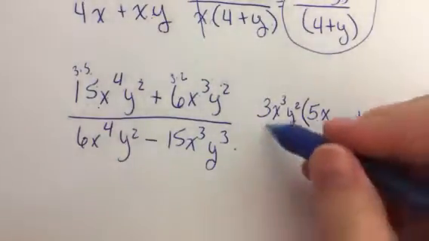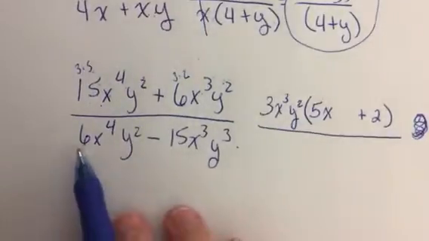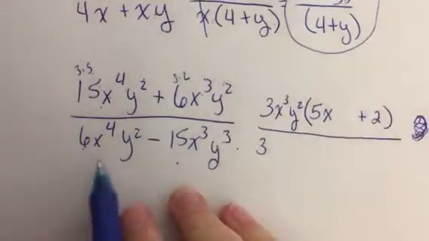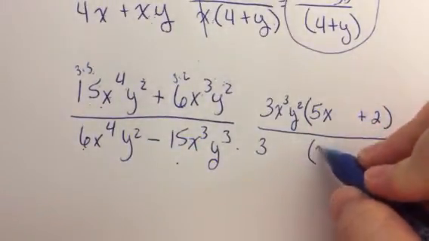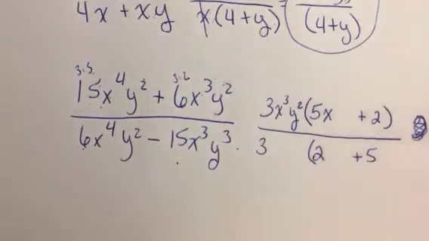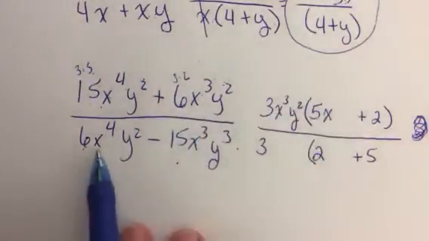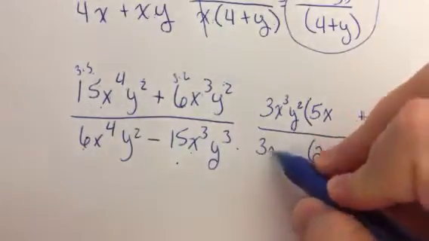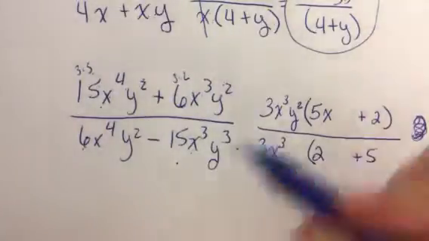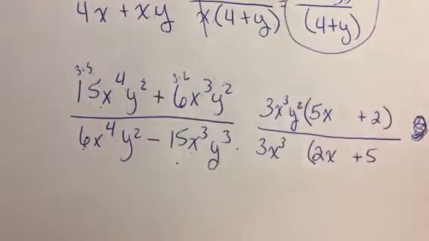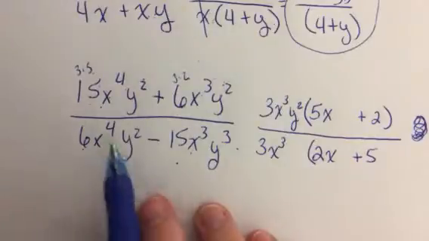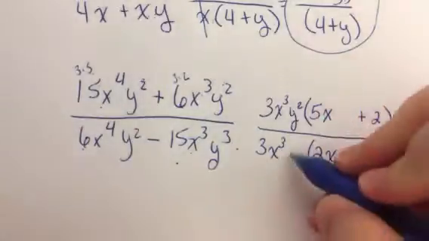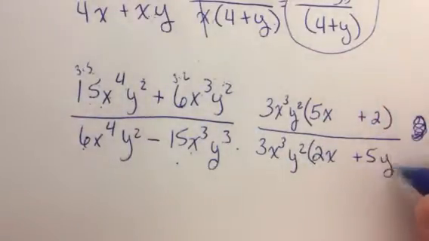Now let's do our denominator. I have a 6 and a 15 again. I know that I can factor out 3 because I did that with my numerator, and that's going to leave me with a 2 and a 5 again. Now let's do the x's. Again, I have an x to the 4th and an x to the 3rd, so I can just factor out an x to the 3rd, and I'm left with an x with my 2 this time. Looking at my y's, I have a y squared and a y to the 3rd. I can factor out a y squared, and I'm left with a y with my 5.